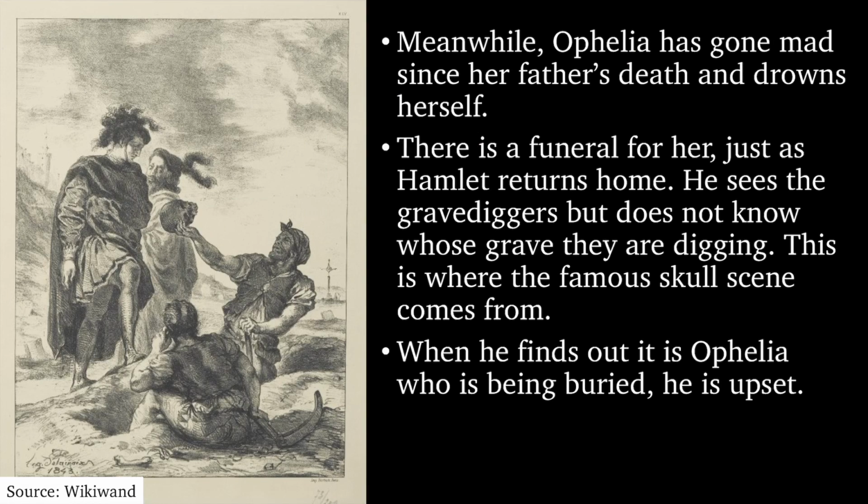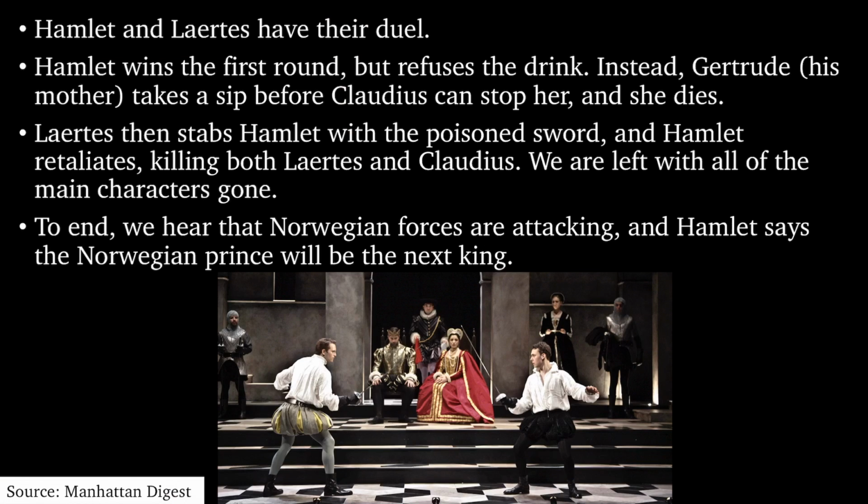Meanwhile, we find that Ophelia, Polonius's daughter and Hamlet's love interest, has gone mad since her father's death, and she drowns herself. There's a funeral for her just as Hamlet returns home. He sees the grave diggers, but he does not know whose grave they're digging. This is where the famous skull scene comes from. And when he finds out it is Ophelia who's being buried, he becomes incredibly upset.